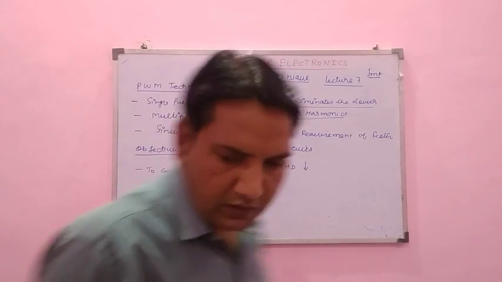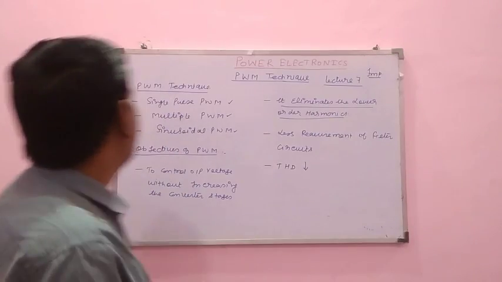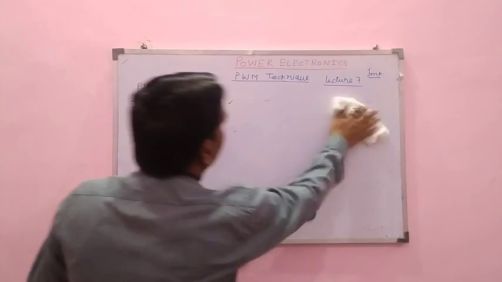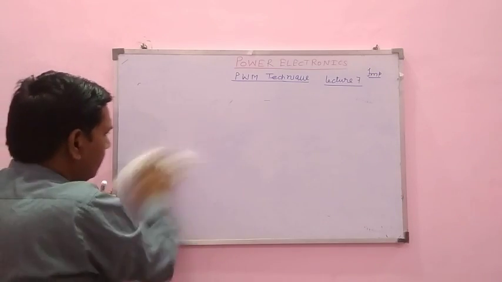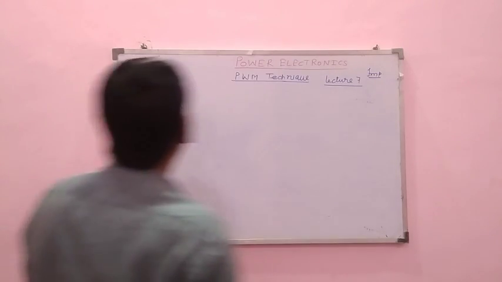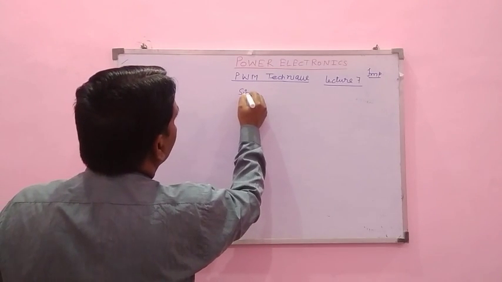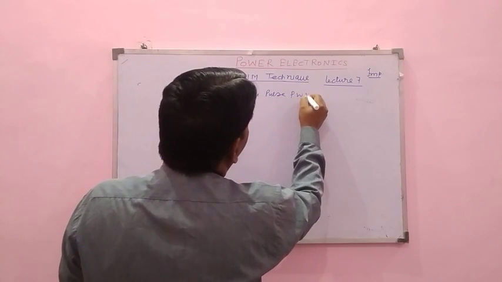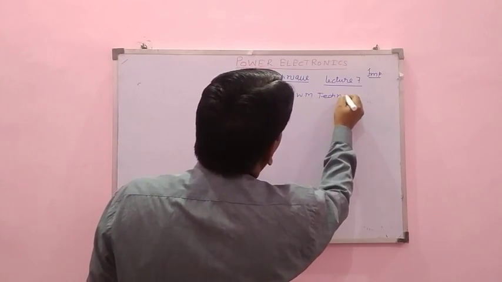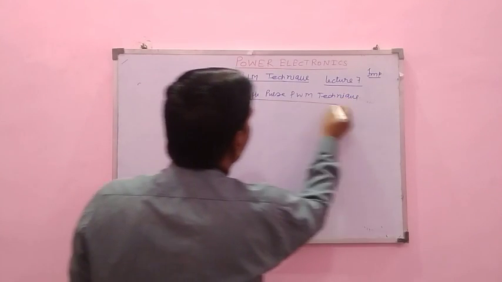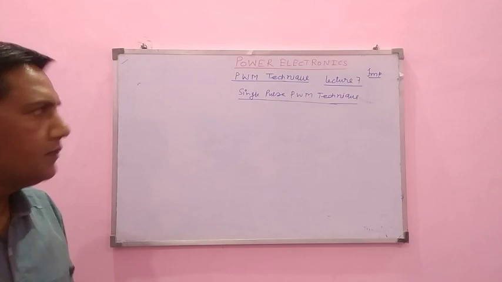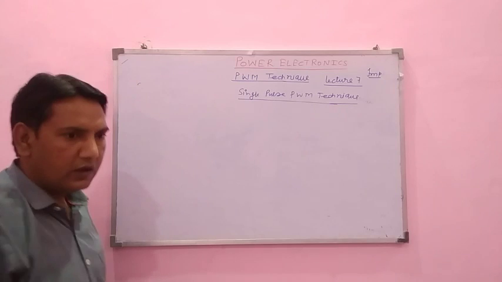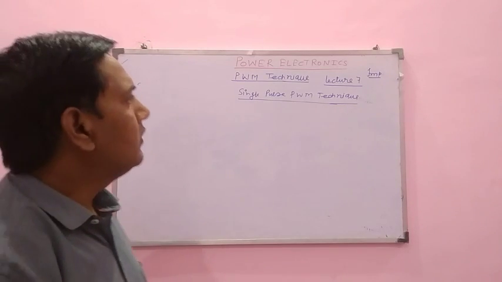Okay. Next, now we will discuss the single pulse PWM technique. What does single pulse mean? In a half cycle of output voltage you will get only one pulse, and in the next half cycle you will get only one pulse.